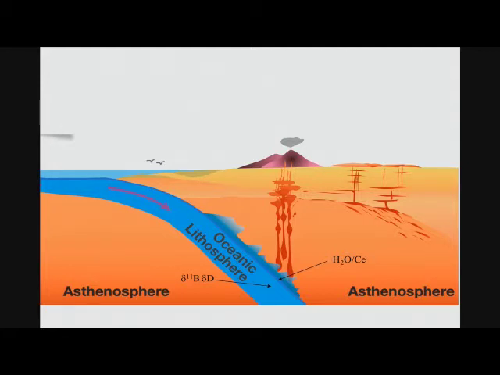So this is what we have. This is the big bird. This is the Sesame Street model of a subduction zone.